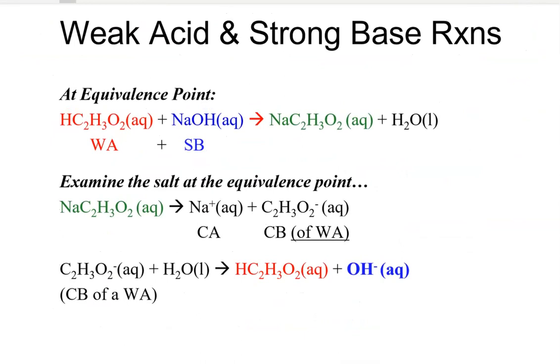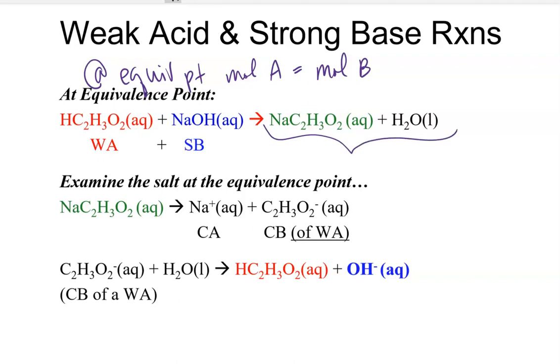So let's look closely at what's happening at the equivalence point. Remember, at the equivalence point, the moles of the acid are equal to the moles of the base. So that means that they are in their perfect stoichiometric ratio. And so the only thing that we have to consider are the products. And so then we're going to look at the salt. The salt that's created at the equivalence point is just the salt in the water, right? We've perfectly neutralized the acid and the base.